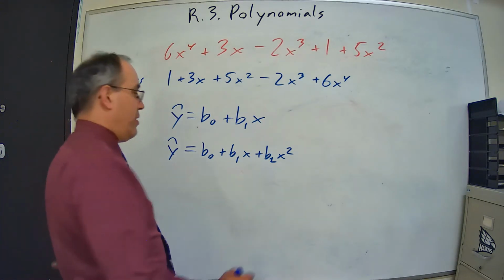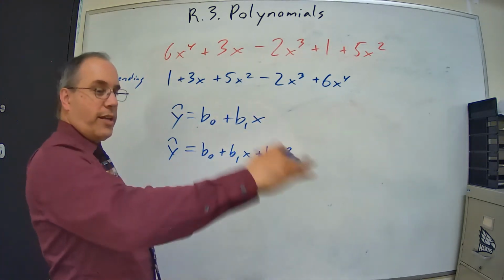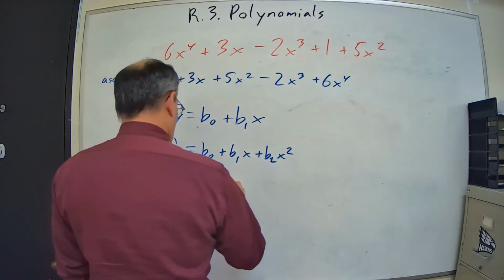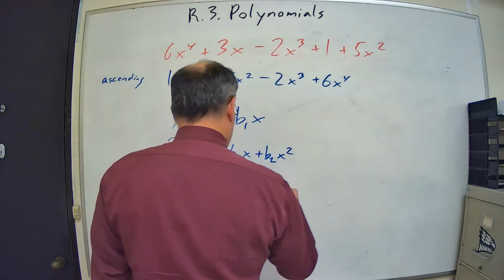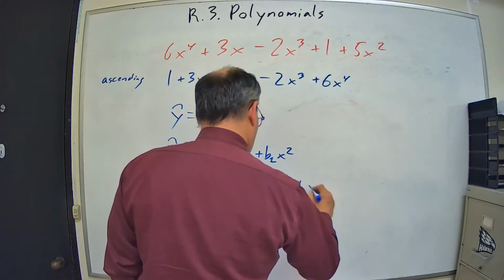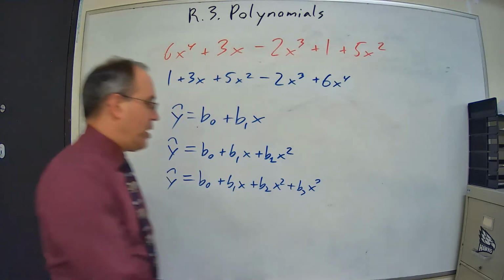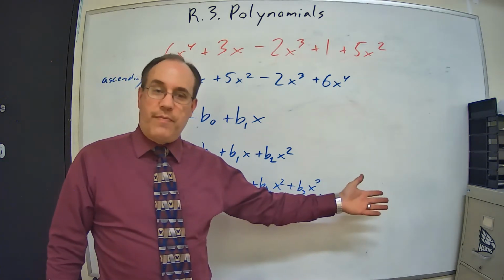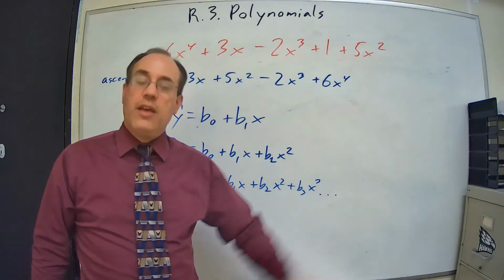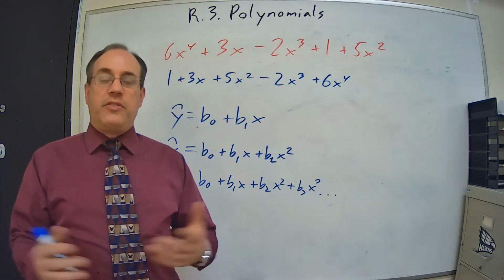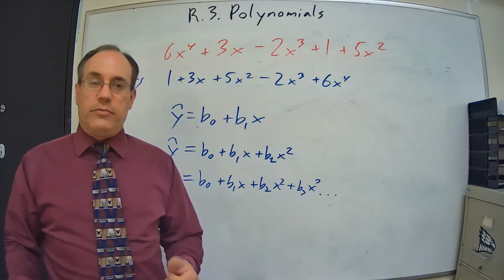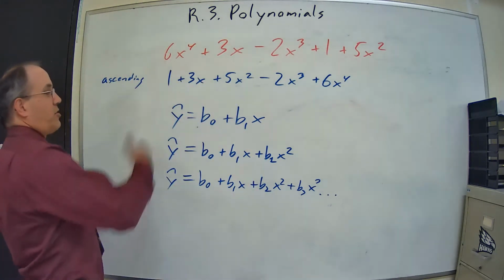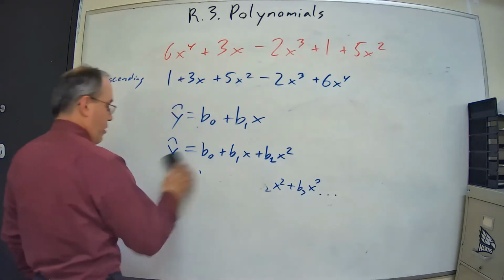So now we've got the parabola. Now if we want to get kind of a double curve on it, we can increase it to be b sub 0 plus b sub 1 x plus b sub 2 x squared plus b sub 3 x cubed. And we can keep doing that, adding higher degree terms, higher exponent terms, to better describe our equation or our relationship of data. So that's part of what we want to do with this. So that's a reason that we might go in ascending order.